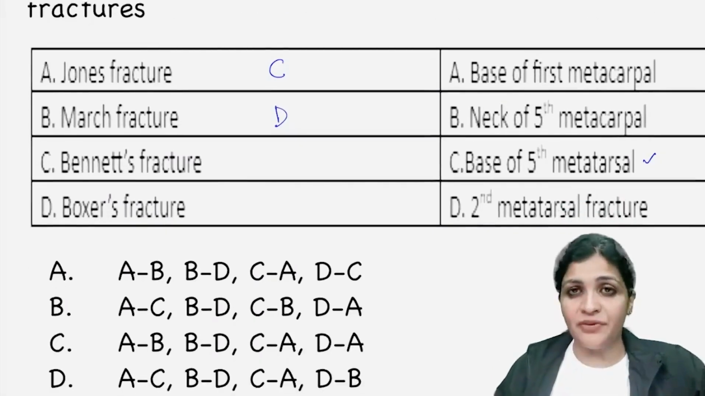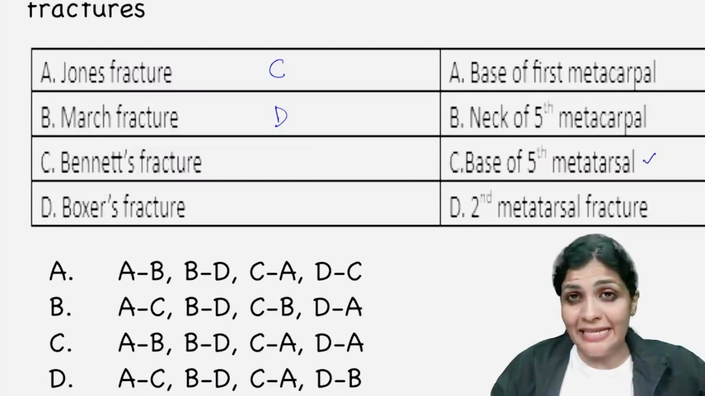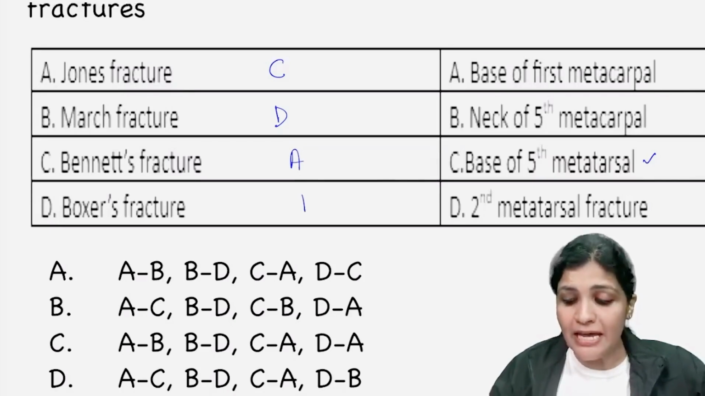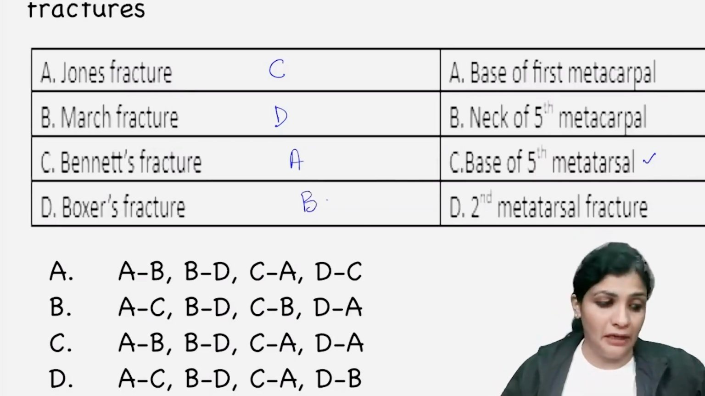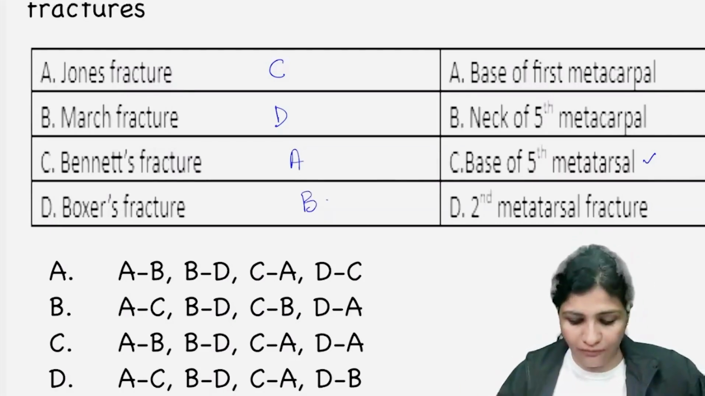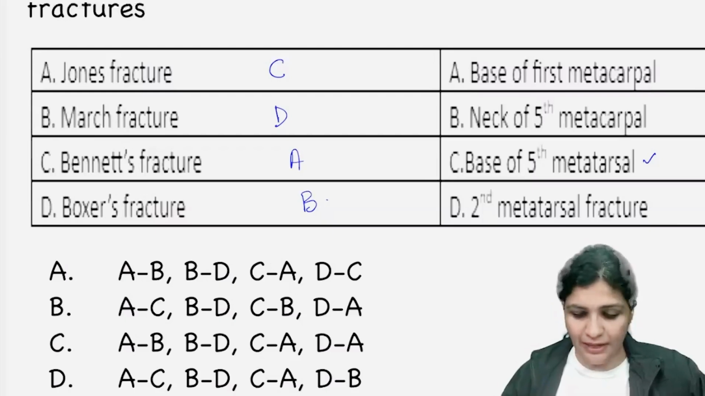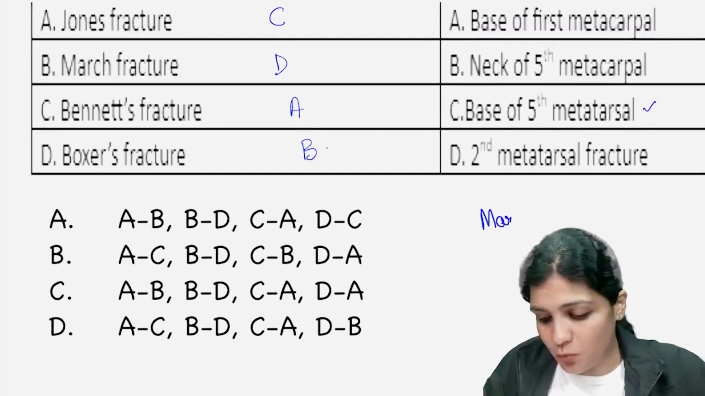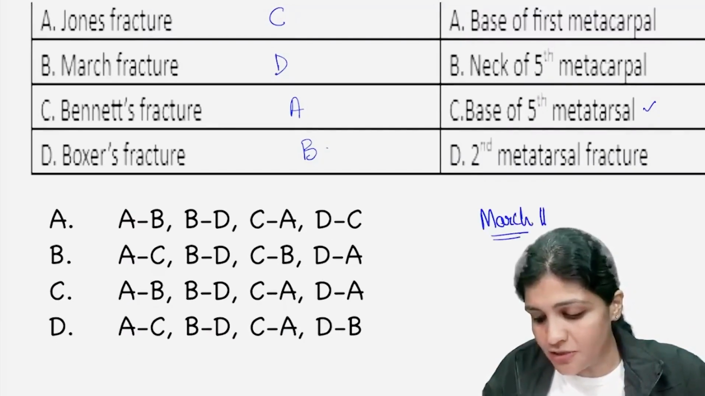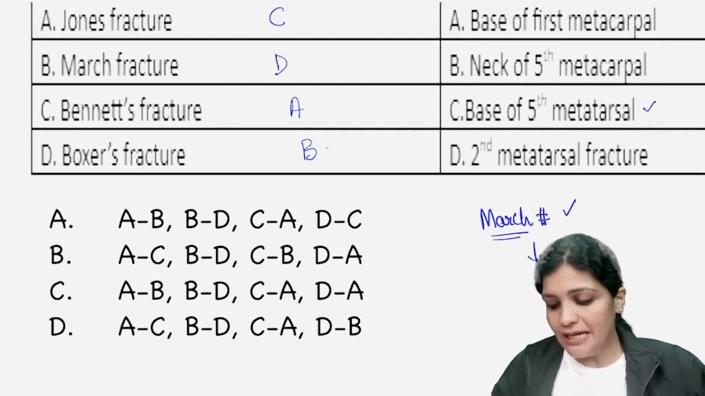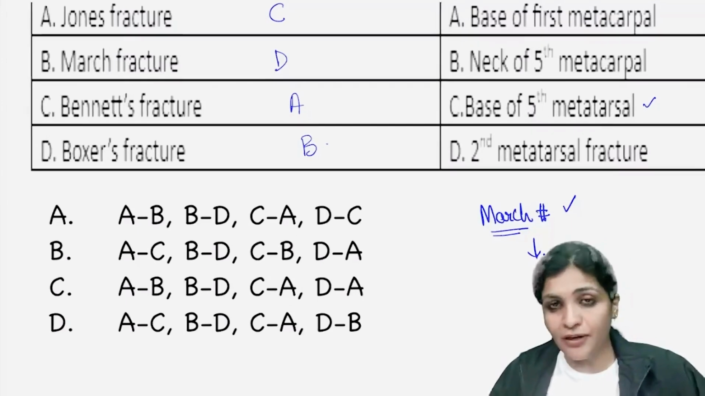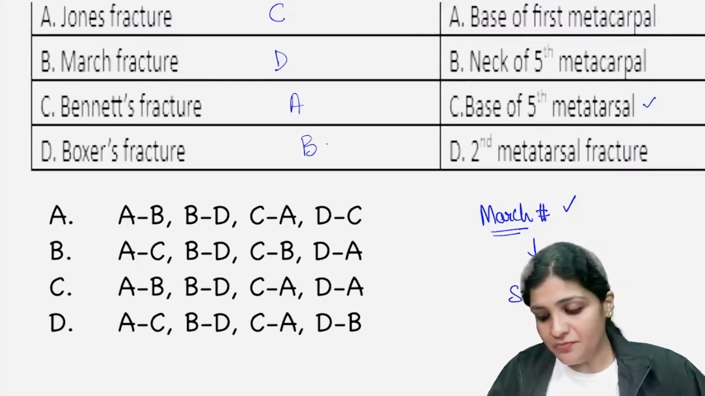What is a Bennett's fracture? Bennett's is base of the first metacarpal. Boxer's is neck of the fifth metacarpal. Hope you all have done it right. Yes, right. So let me ask you, what type of fracture is a March fracture? What is the other name given to it? March fracture is a type of stress fracture, right?